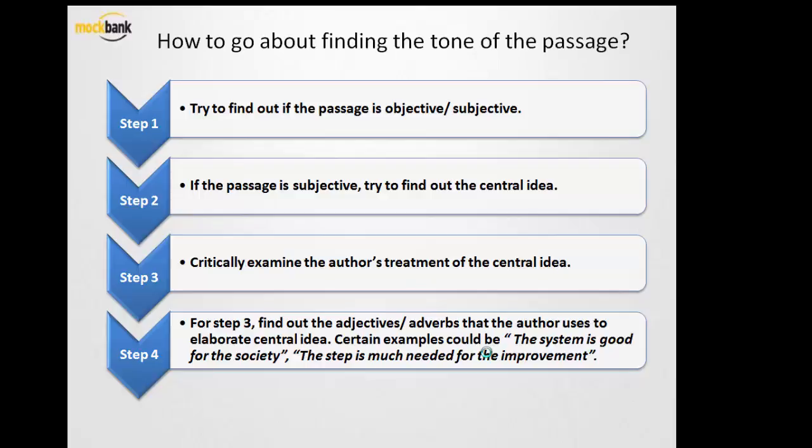Now in this, certain examples could be: the system is good for the society. That means when an author is saying that the system is good, the author is supportive of the central idea. Another: the step is much needed for the improvement. When the step is being defined by much needed, that means the author is critical of the current steps and is saying that these are the steps which are needed.